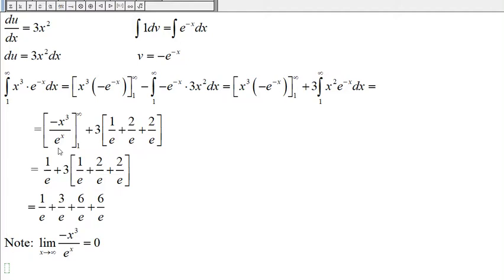And then this integral right here, this part right here, if we evaluate from 1 to infinity, then we also get 1 over e. And then 3 times all of this, we'll get this result. And then we put them all together. So when k is 3, this is what we get.